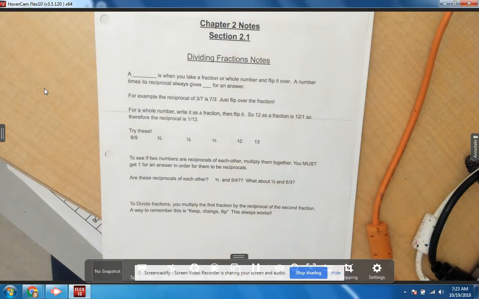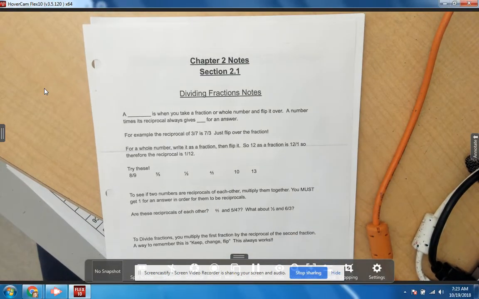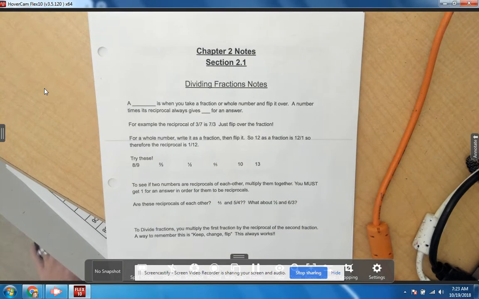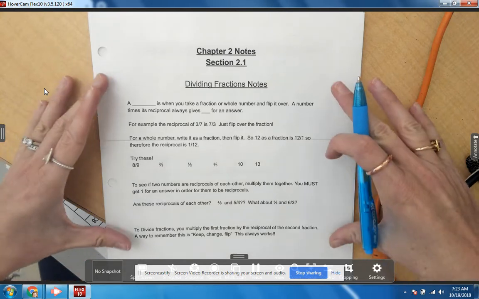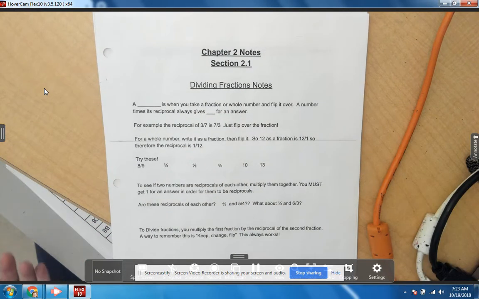So today we're going to figure out how to divide proper fractions. And the good thing about this is there's actually really no long division involved whatsoever. It's actually very similar to multiplying fractions. So make sure you have your notes out. Make sure you're following along with me.